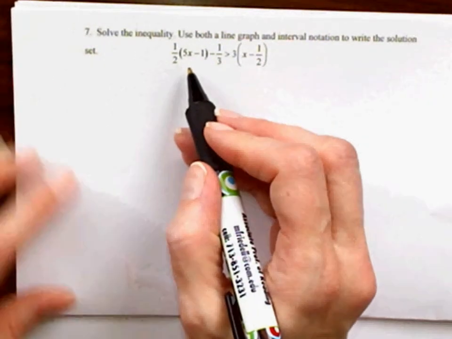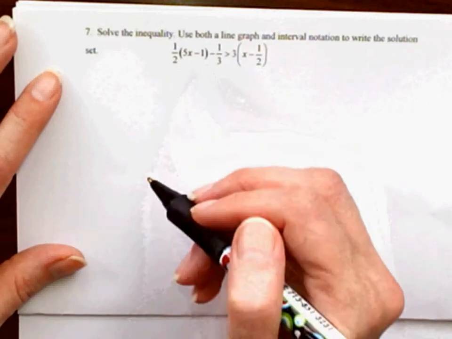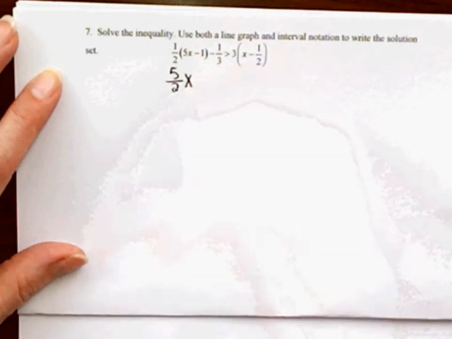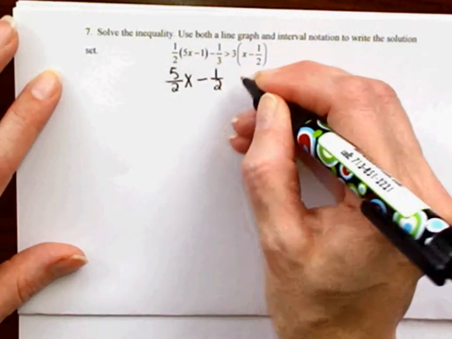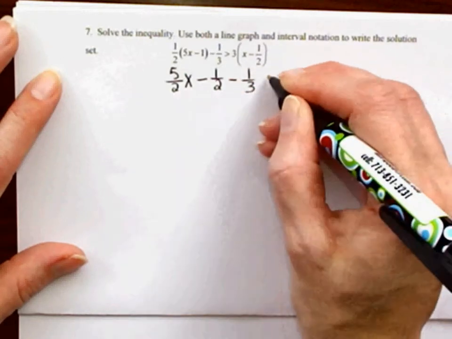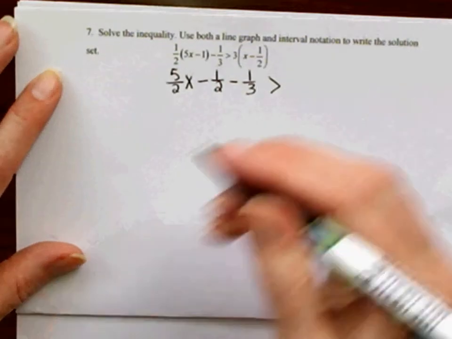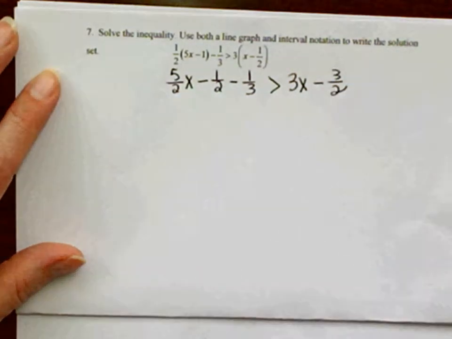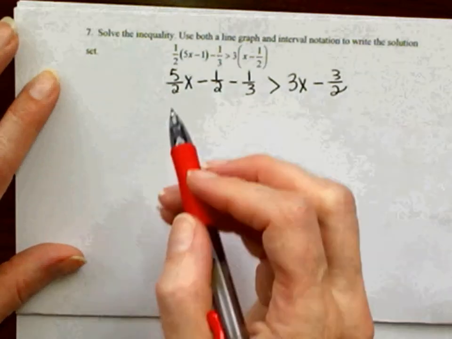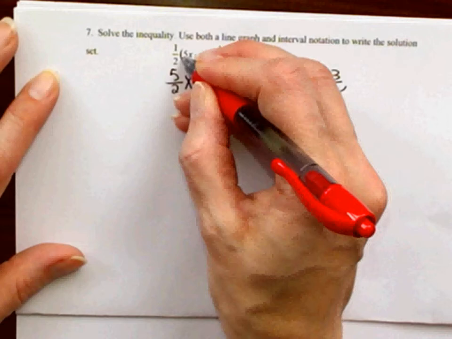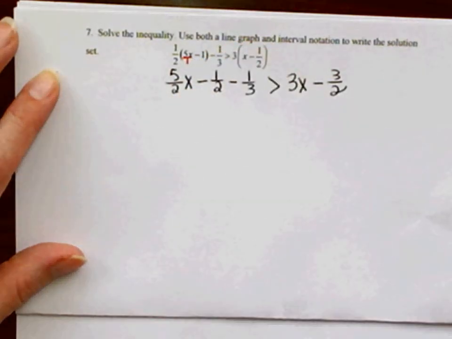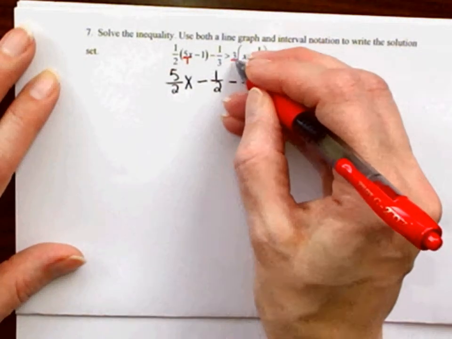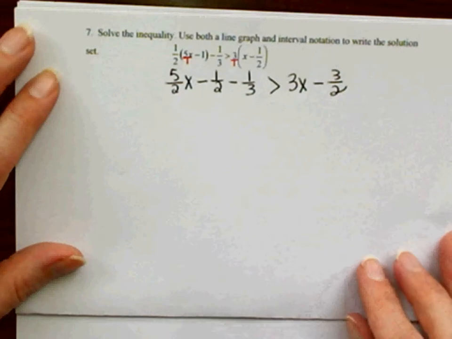Alright, so we want to get rid of the grouping symbols, meaning the parentheses. So let's distribute the 1/2. So that's going to be 5 over 2 x minus 1/2 minus 1/3 greater than, distribute the 3, 3x minus 3/2. Be careful. You may be wondering, how did you get 5/2? Well, that 5x is really 5x over 1, or 5 over 1, another way of looking at it. This 3 is really 3 over 1, so we're just multiplying straight across.